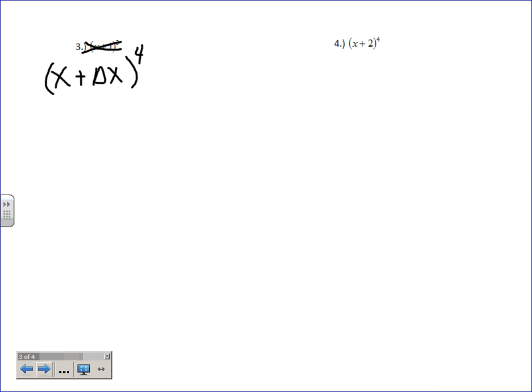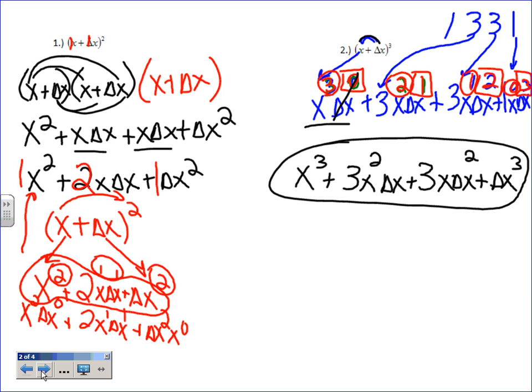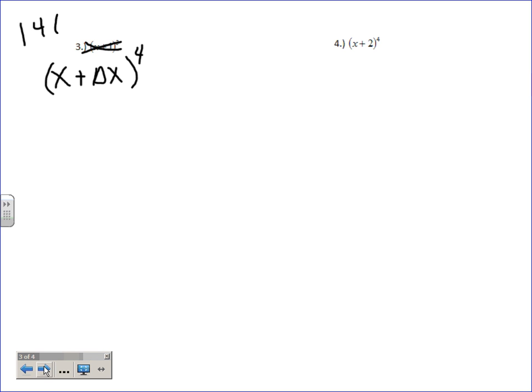So we probably better go back and find out what the row is for 4, huh? So 1, 4, 6, 4, 1. Whoops, one more. 1, 4, 6, 4, 1. All right, so you bring this one down. Again, if you want to, you can always put an x and a Δx. If you get tired of doing this every time, I think you probably know by now the first one and the last one are just going to be that to the 4th. Do you know that by now, or do you want to see the pattern still? See the pattern. All right.